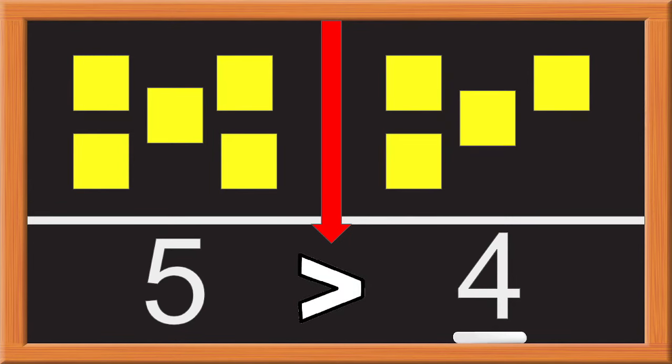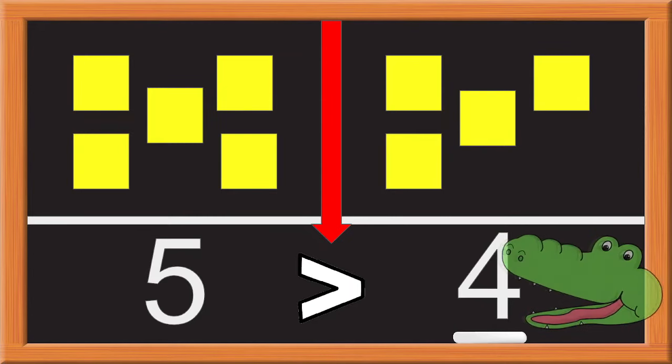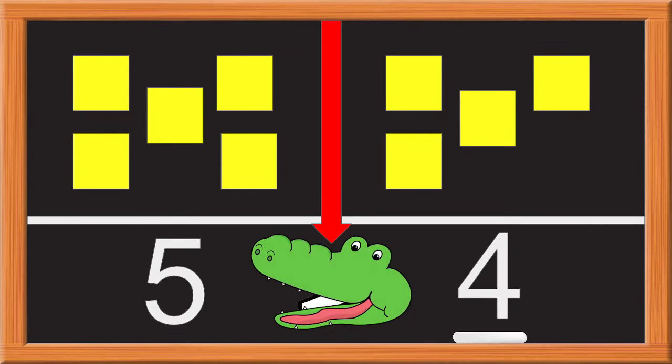The large side looks like it's going to bite that 5 because the 5 is the bigger one. Here comes our alligator. The alligator wants to eat our bigger number. This number sentence says 5 is greater than 4.